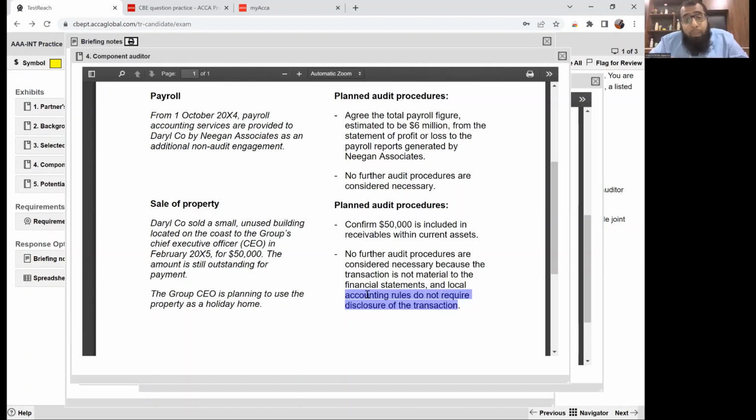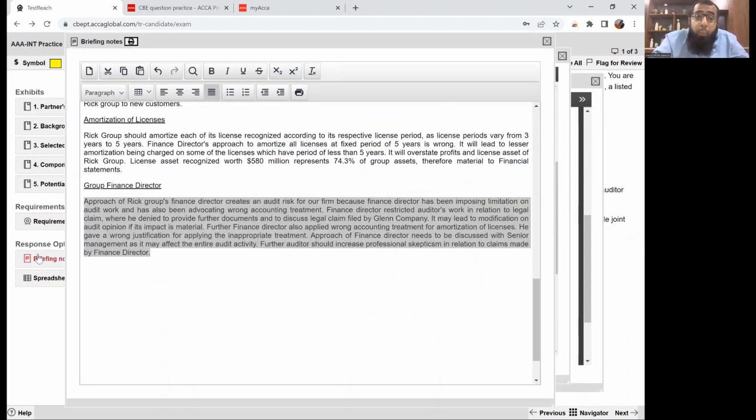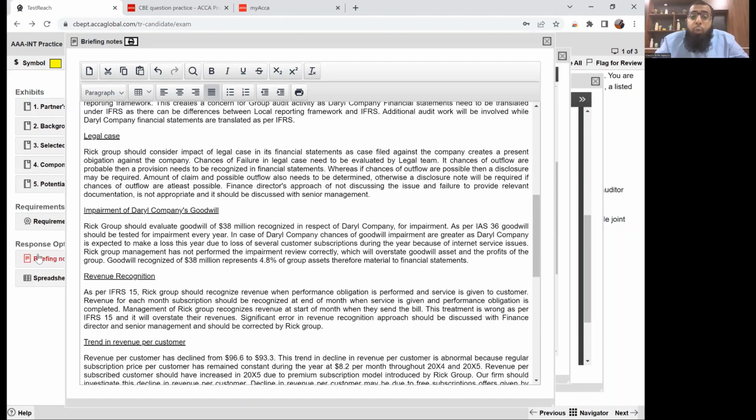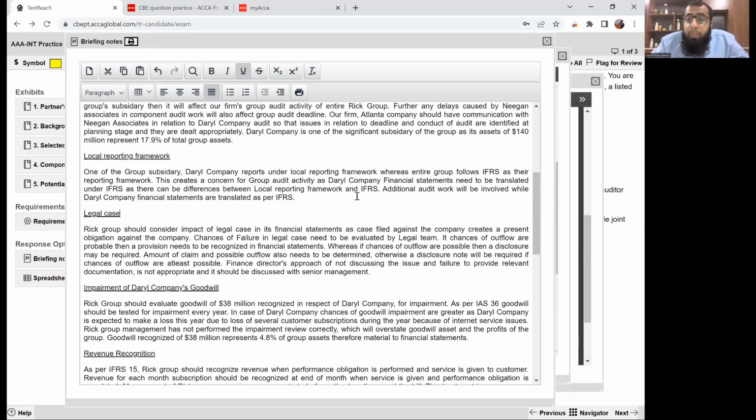Now this is the problem. As per local accounting rules, they didn't give the disclosure. But as per IAS 24, the transaction with the CEO needs to be disclosed. So if you want, you can refer to this incident in the local accounting rules point, the audit risk which we wrote. What I will do is, we wrote one point here, which was relating to the local reporting framework.